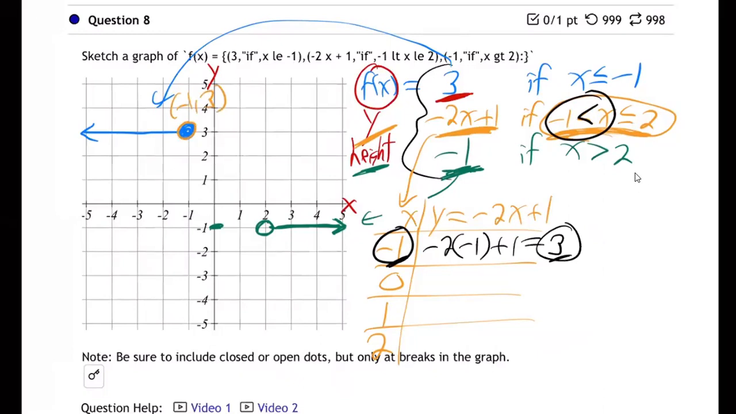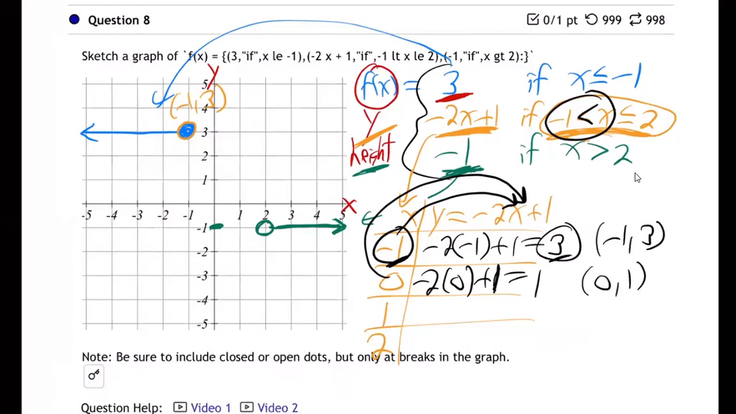Let me do the next one. So -2 times 0 plus 1. I'm just plugging in these values for x every time. And what's that equal? Just 1. So that means that's the point 0, 1. This was the point -1, 3. So 0, 1: over 0, up 1, right here. X value 0, Y value 1. X, Y, X, Y. You plug in X, you get Y. You go to the graph, you put the dot there.